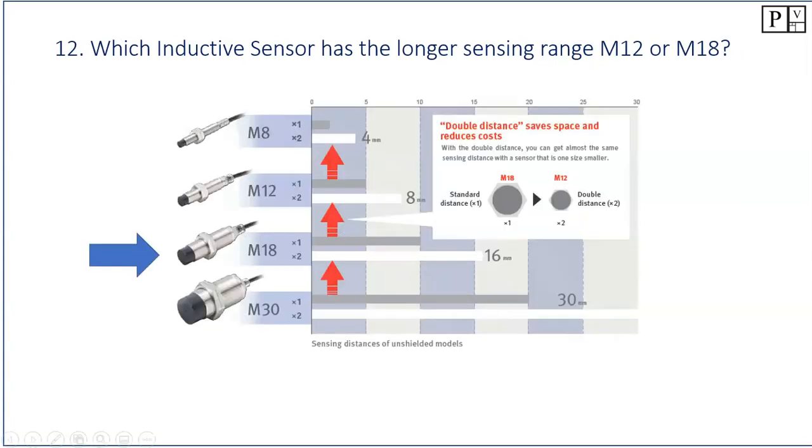The M18 is going to. Here's a chart showing the M8, the M12, the M18, and the M30, so standard sizes of sensors, and we can see that it progressively gets larger in the sensing distance. You can't see very far with these guys though. Like look, this is an M30, so the maximum we can see is 30 mils. So if you want to see farther, you're going to have to use an ultrasonic or a photoelectric sensor.